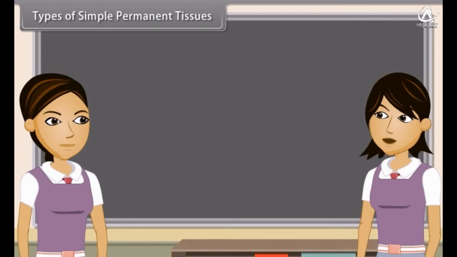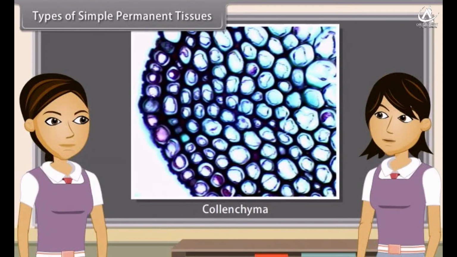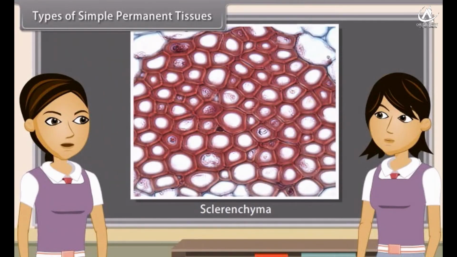On the basis of nature of cells, simple permanent tissues are of three types: parenchyma, collenchyma, and sclerenchyma. Parenchyma is made up of cells with thin primary walls that retain their protoplasm. Collenchyma is made up of cells with thick primary walls that retain their protoplasm. Sclerenchyma is made up of cells with lignified secondary walls that have lost their protoplasm at maturity, that is, are dead.